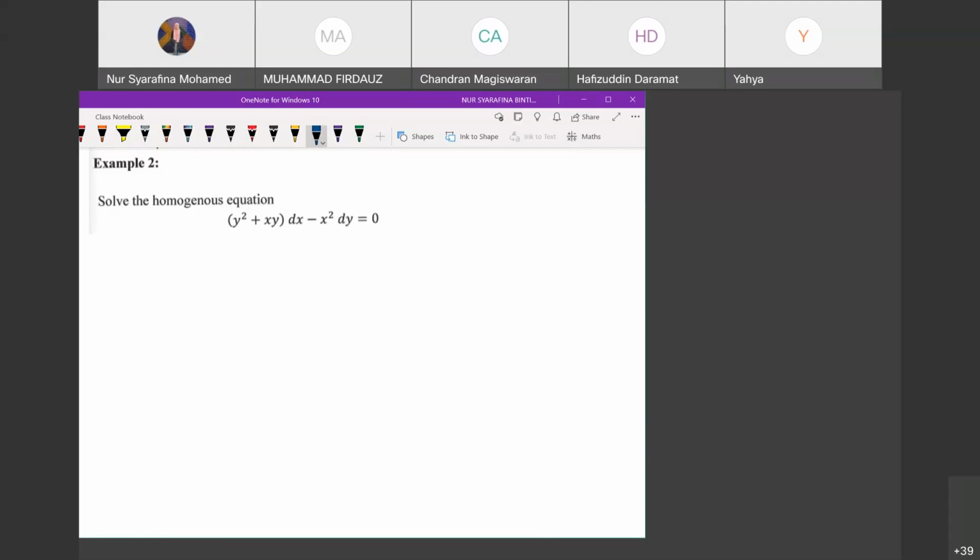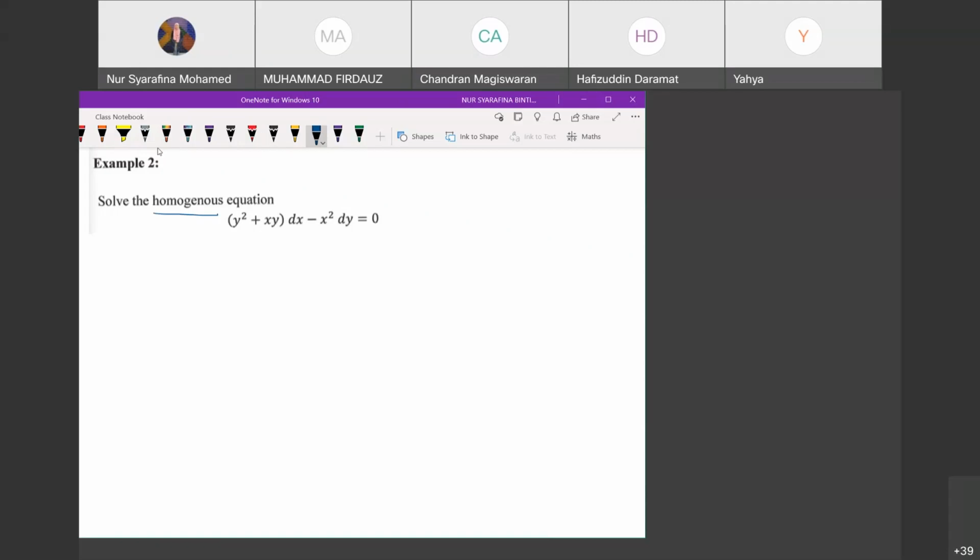Can we just skip the step of showing it is homogeneous? Because it says solve the homogeneous equation, so you just know that this is homogeneous, then you just find the solution. If you are asked to show whether the function is homogeneous or not, then you need to show. So how can you show?